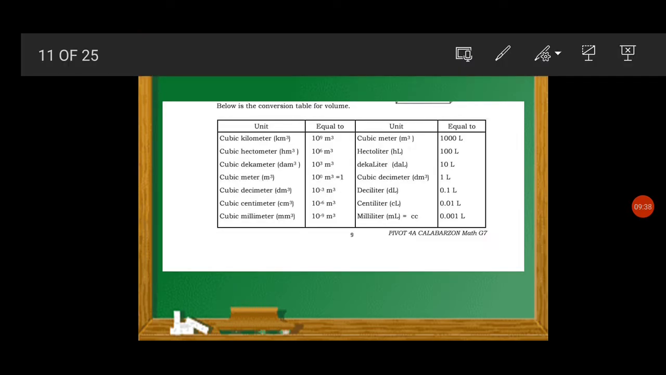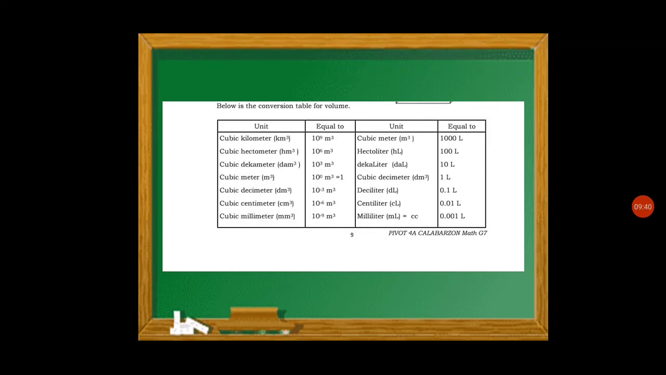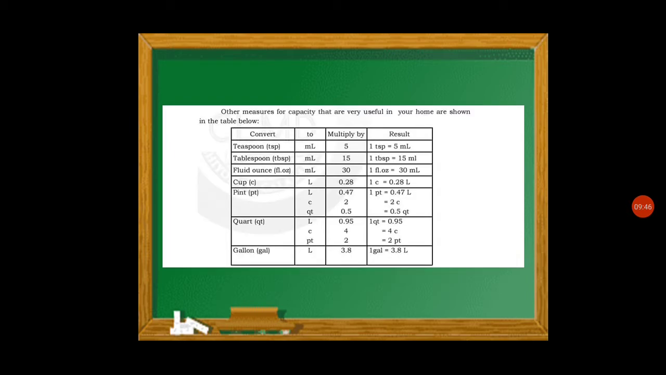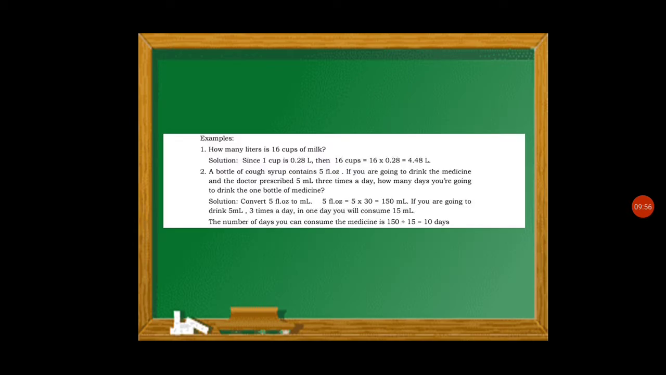So here is the table for conversion. So these are the examples. So other measures for capacity that are very useful in your home are shown in the table below. This is also some sort of conversion. An example is, how many liters is 16 cups of milk.